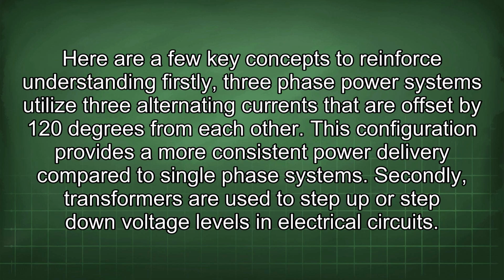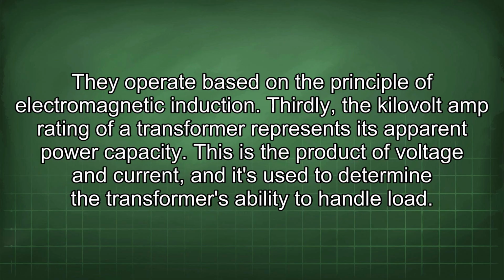Here are a few key concepts to reinforce understanding. Firstly, three-phase power systems utilize 3 alternating currents that are offset by 120 degrees from each other. This configuration provides a more consistent power delivery compared to single-phase systems. Secondly, transformers are used to step up or step down voltage levels in electrical circuits. They operate based on the principle of electromagnetic induction.